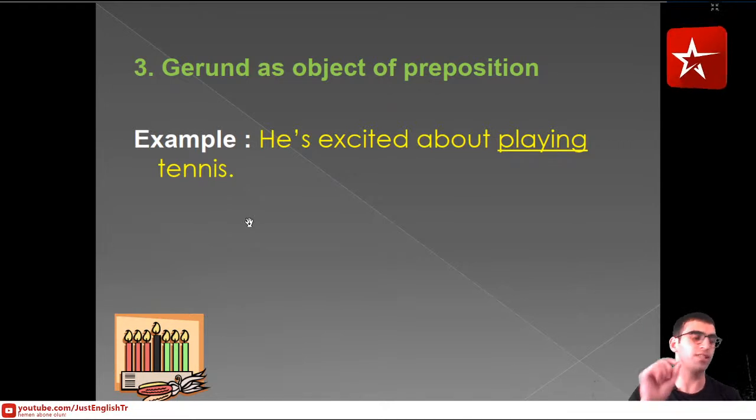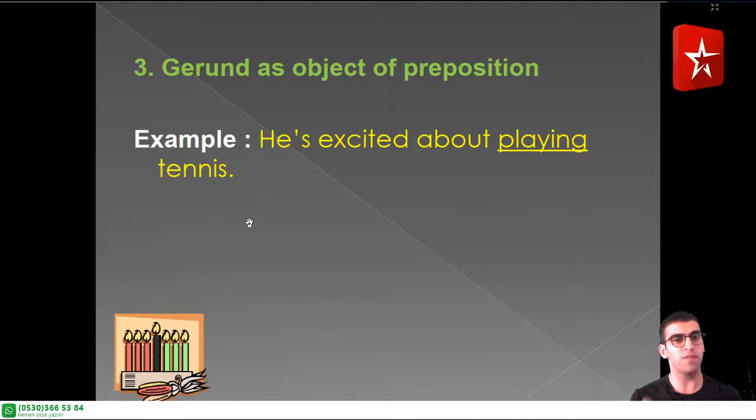Okay, guys, please write the rules down in your notebook. If you don't write them, you will have difficulty learning them again and again. As the years go by, you may forget, and in order to revise what gerunds mean or what the infinitive means, you have to take notes. Taking notes is really important.